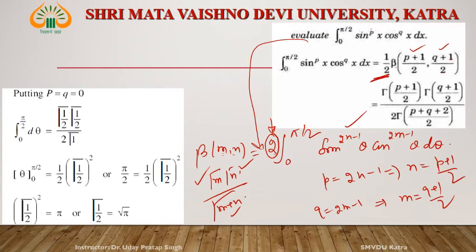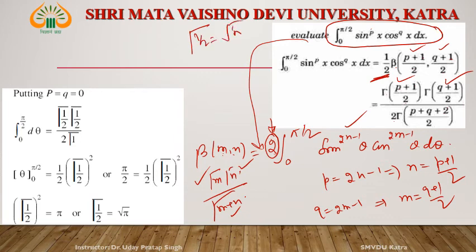And solving this, what we get? By the relation of beta function, gamma of q plus 1 by 2, gamma of p plus 1 by 2, divided by 2 times gamma of m plus n. Okay, m plus n is this one. So the reduction formula we can evaluate from this, but the condition is that the limit of the integral is 0 to pi by 2.